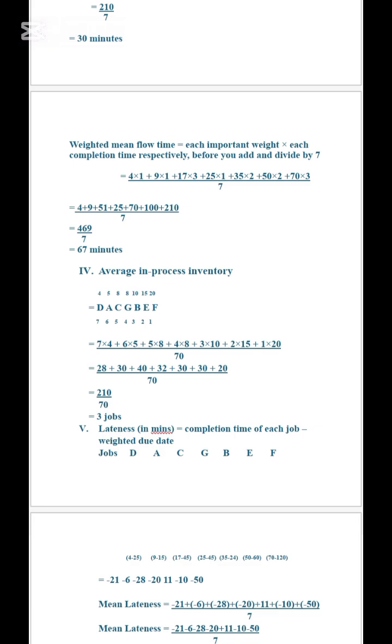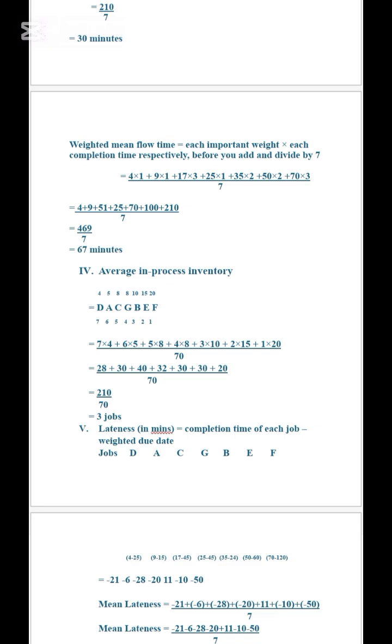Remember, they say mean flow in minutes, meaning mean time. And remember, this work has been in minutes. The fourth one, average in process inventory, will not really be affected also, since it's the same question, it doesn't need due date. Now, if you remember, we needed due dates for the last formula. So since now we said the new due date will be the weighted one, the fifth one, lateness in minutes, is completion time of each job minus their respective due date. Right now it's minus their respective weighted due date.